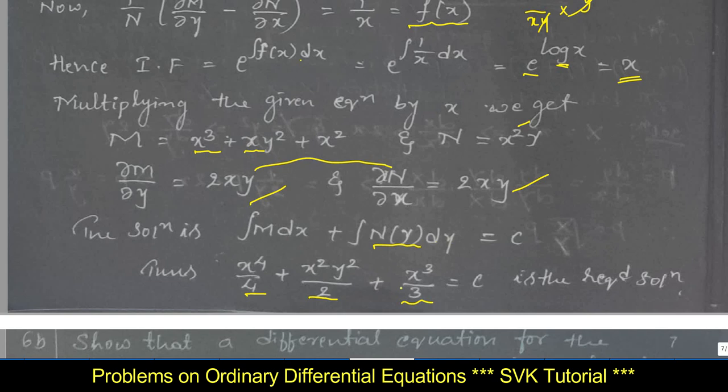Therefore it is 0. So you are left with the answer x power 4 by 4 plus x square y square by 2 plus x cube by 3 equal to C, which is the required solution for the given differential equation.